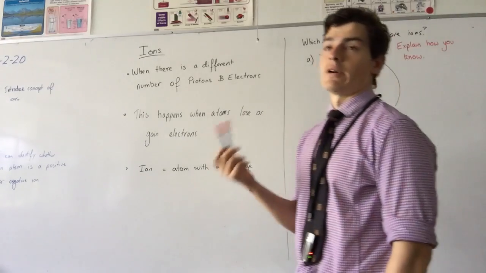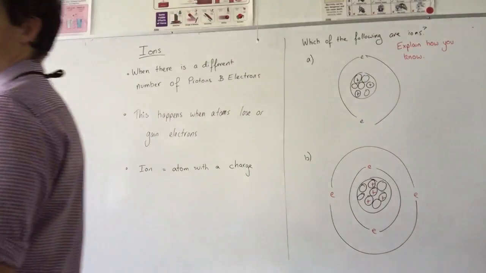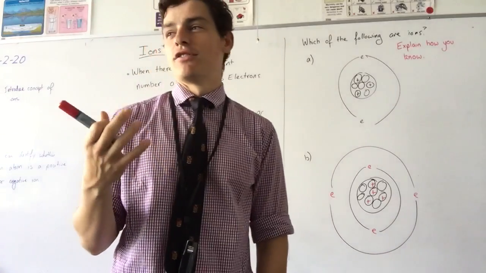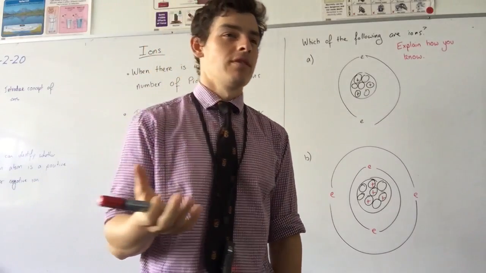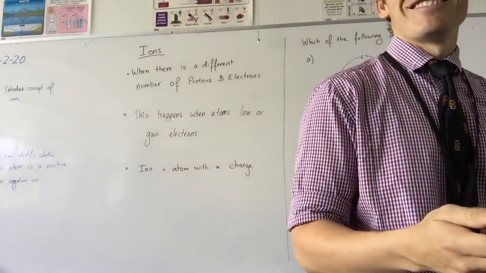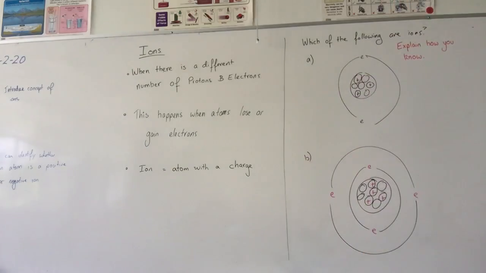Positive ion walks into a bar, says to the bartender, bartender, I've lost an electron. He goes, are you sure? I'm positive. Stop it. I've got my eye on you. There's a joke in that, I'm sure.